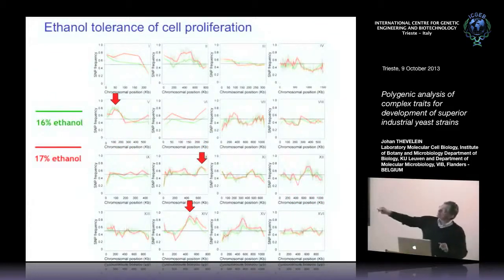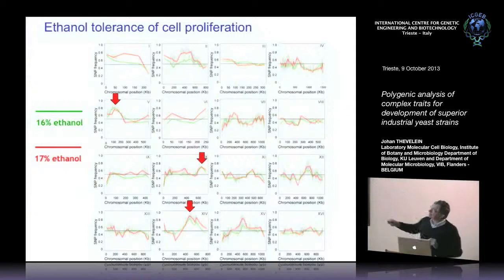We have two lines. The green line is for the 16% ethanol. The 17% ethanol is the red line. And in general, the two lines are quite similar. You can see that for a number of chromosomes like this one here, 16, this one, the SNP variant frequency just hovers around 50%, between 40% and 60%. So there is nothing in these chromosomes that is important for high ethanol tolerance.